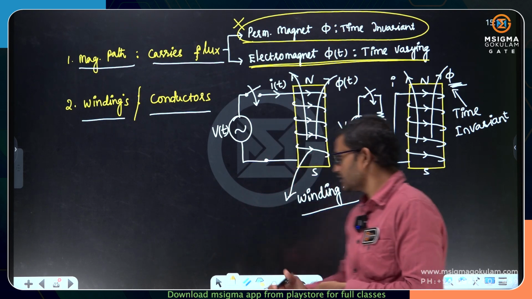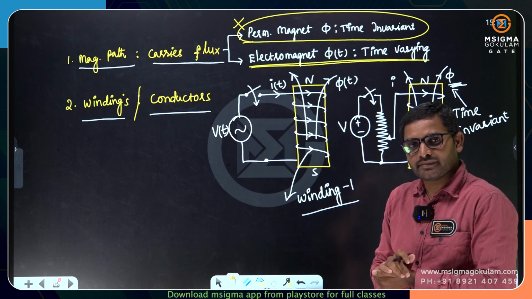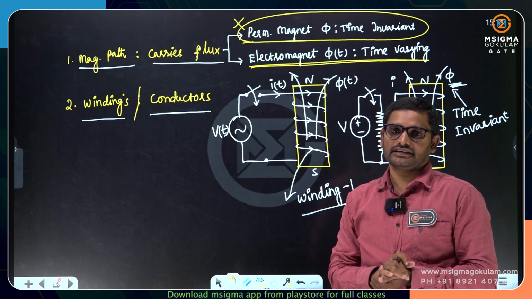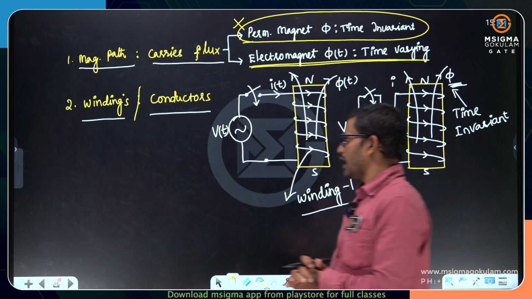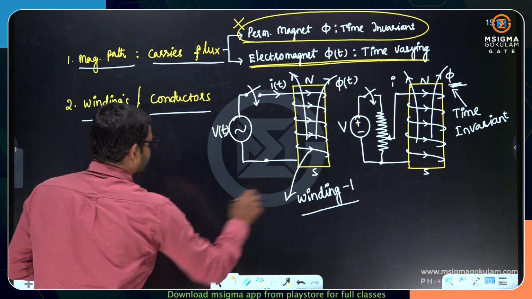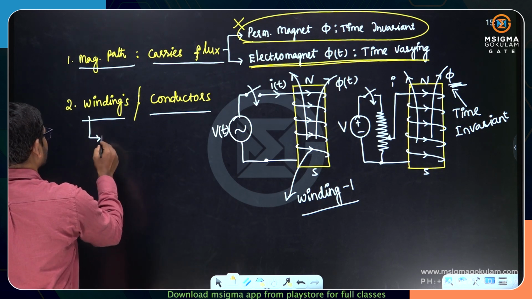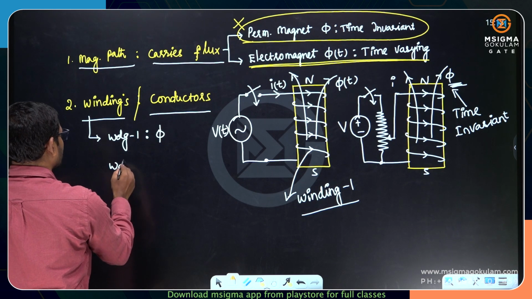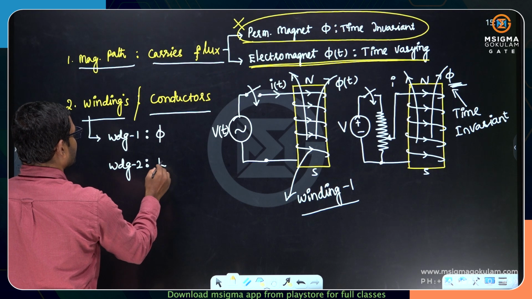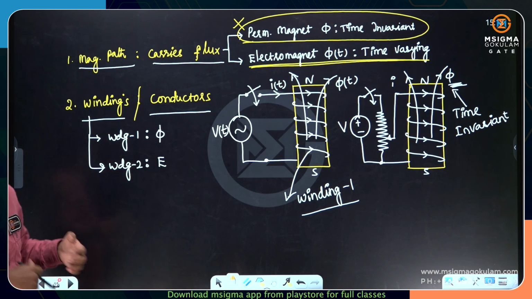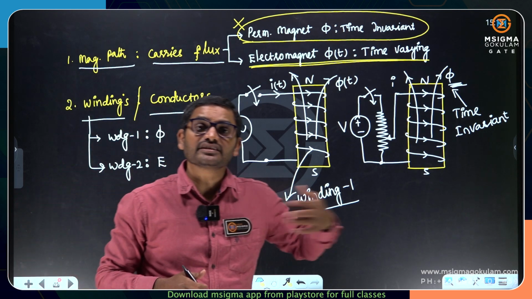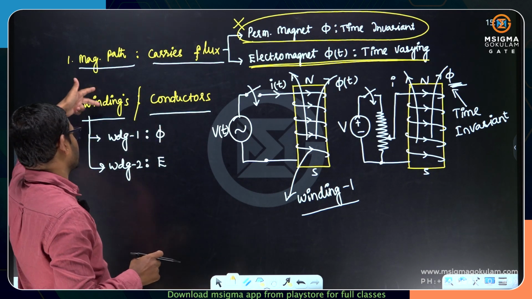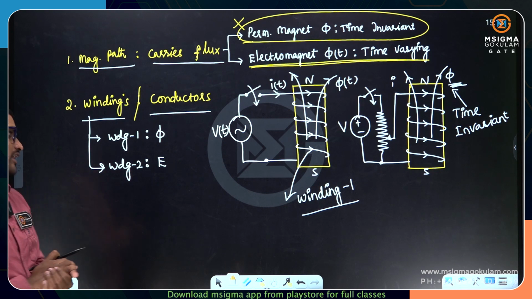How to create the magnetic field? Use an electromagnet. What is an electromagnet? A magnetic path over a coil excited with an electric supply, that's an electromagnet. So out of these windings, winding 1 creates the flux and winding 2 creates the EMF. Because we are discussing methods of generation of electrical energy. How to generate? So use these two parts. EMF can be generated.